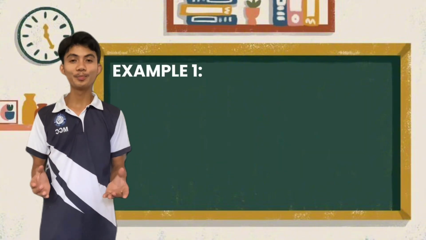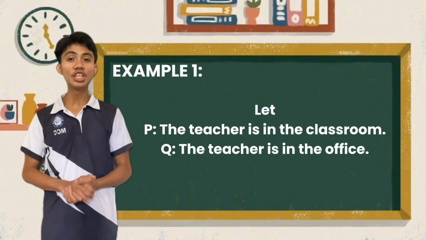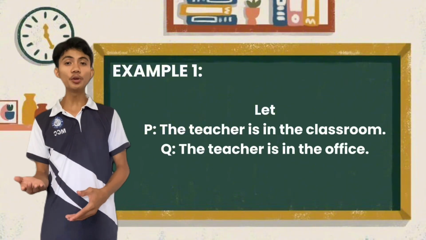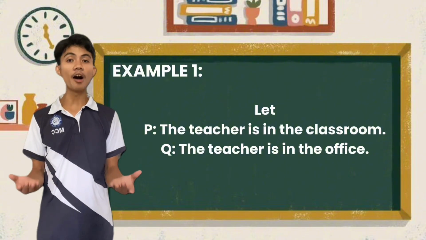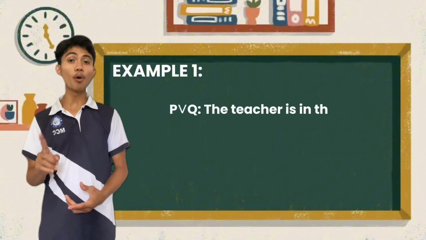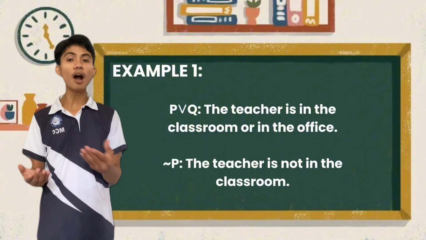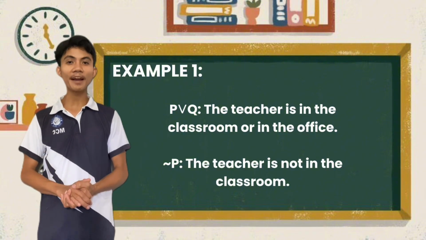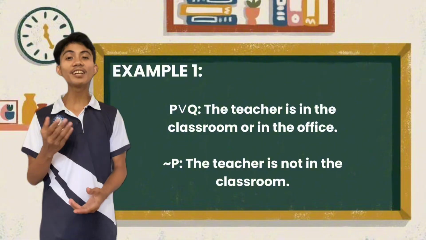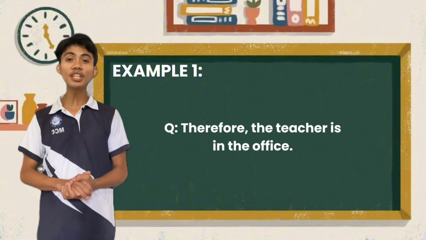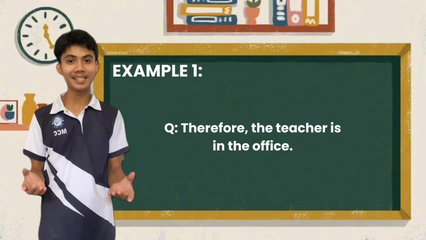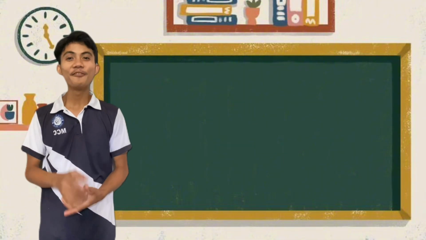For example, we let P be the teacher is in the classroom and Q be the teacher is in the office. We know that P or Q is the teacher is in the classroom or in the office. So the not P here is the teacher is not in the classroom. Therefore, the teacher is in the office. Did you follow? Very good.